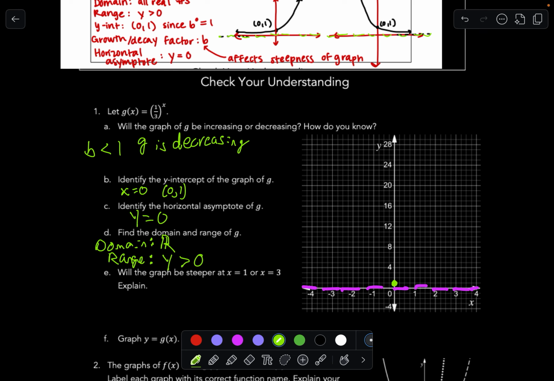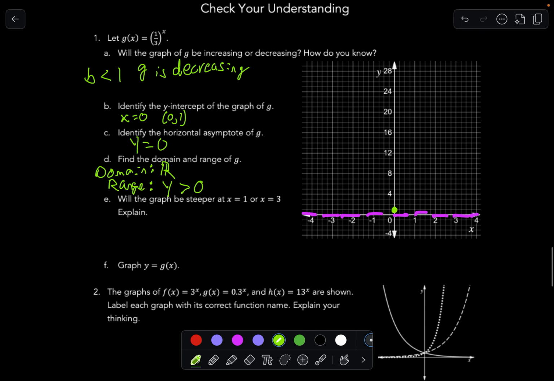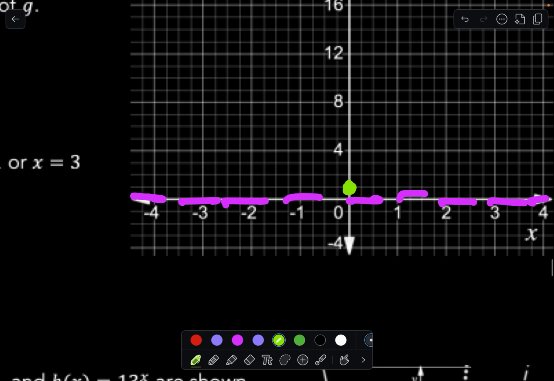Okay. Will the graph be steeper at x equals 1 or x equals 3? So let's go ahead and plot the points. When x equals 1, that's 1/3 to the first, so it's a third, which is roughly right there. When x is 2, it'll be 1/9. It gets even closer, and you can see we just keep getting closer to the right.